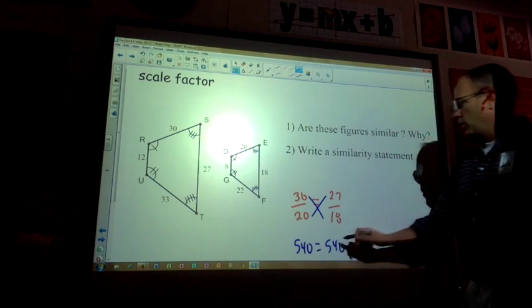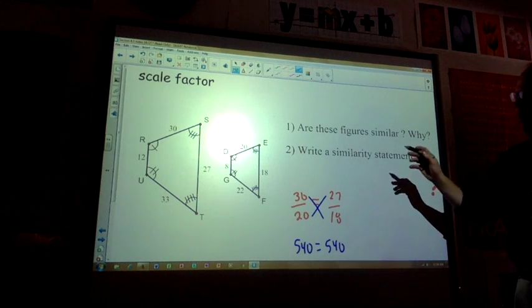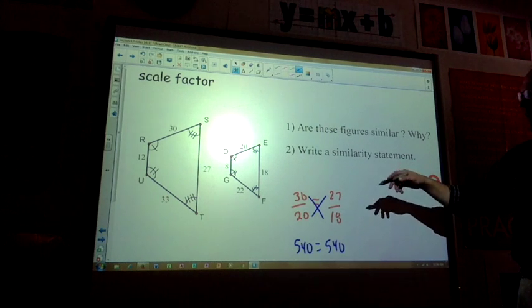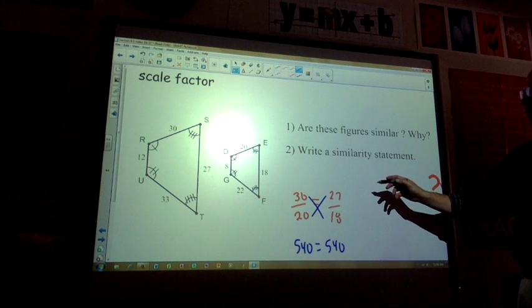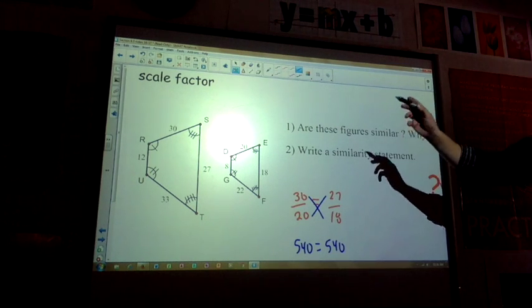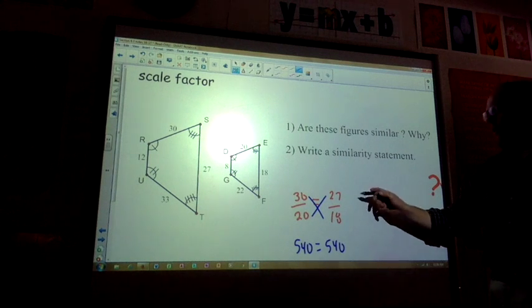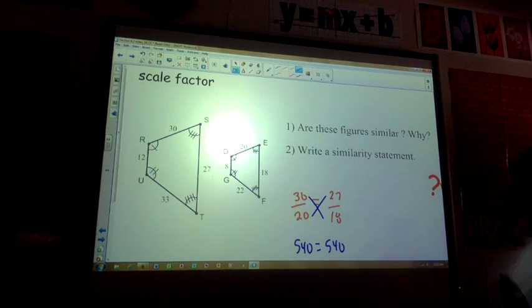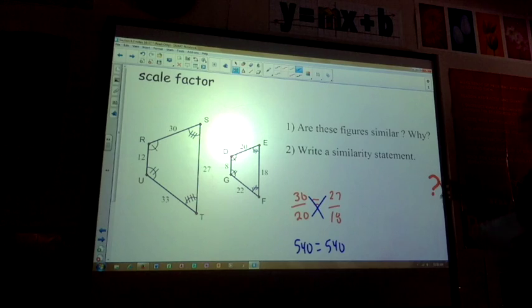Okay, so if you didn't know the angles, then you would have to do that with all the relationships of the sides. Another way you could go about this is you could find the perimeter of each, and set that up to a scale factor as well. Let's see what our question mark is.